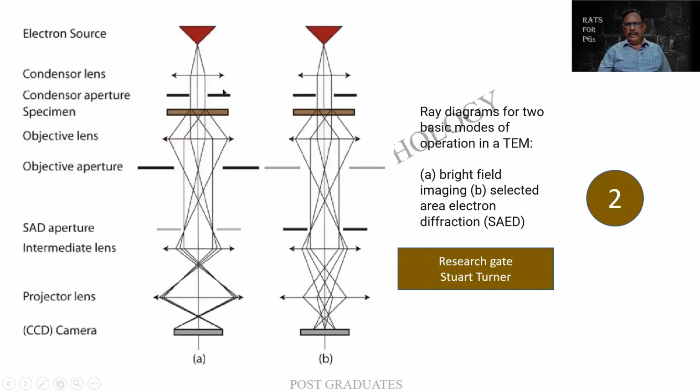Just to show again, what are the different types? Even in the transmission electron microscope, there are two types I have mentioned. These two types alone, I would like you to kindly mention. One is called bright field imaging, and the second one is selected area electron diffraction. So this is the source of it. I would like you to kindly mention these two alone. Forget the complexities of this picture.